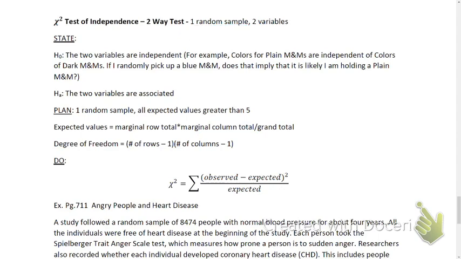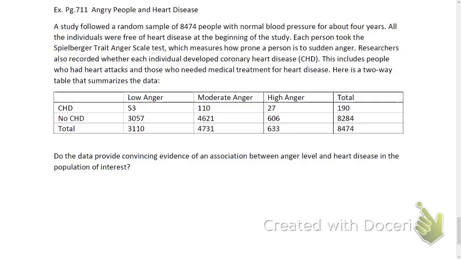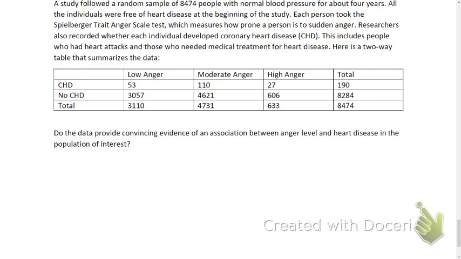And we are looking at heart disease and angry people. So this problem takes a random sample of 8,474 people with normal blood pressure and looks at how things develop for 4 years. Sorts them into the groups, and that's about it. This right here, since it's one random sample, means independence.